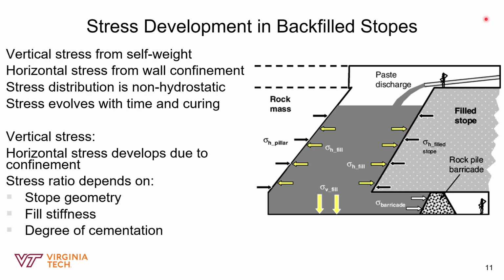It's good to note that the stress distribution is non-hydrostatic. If the stope were filled with water, the pressure would be equal in all directions, but backfill acts like a solid. And so the horizontal push is typically less than the vertical weight. This ratio, as in how much the vertical load turns into horizontal push, isn't random. It depends on these three factors that I have noted here.